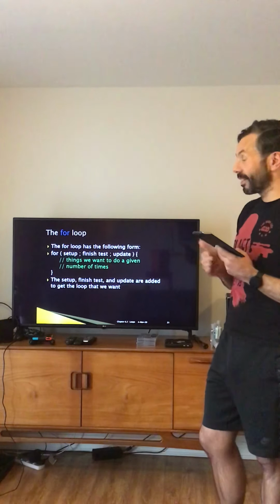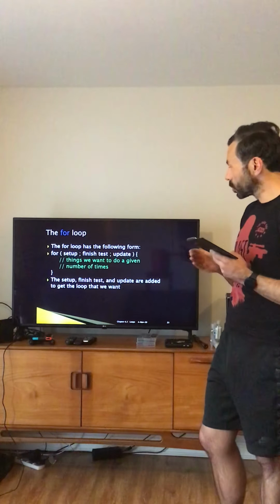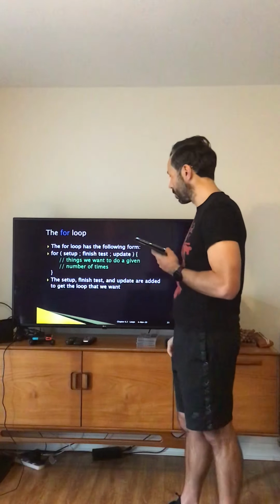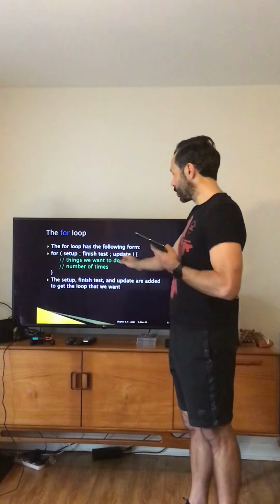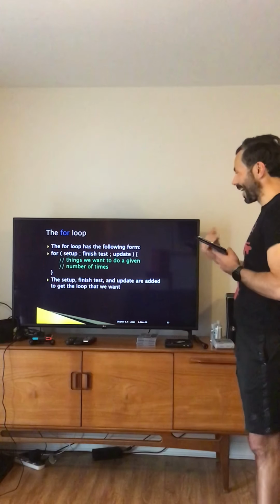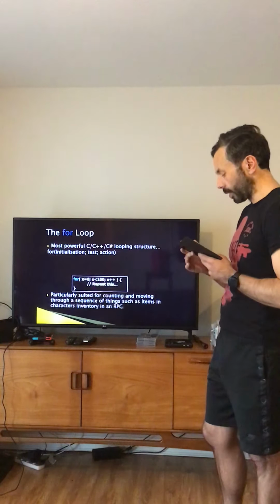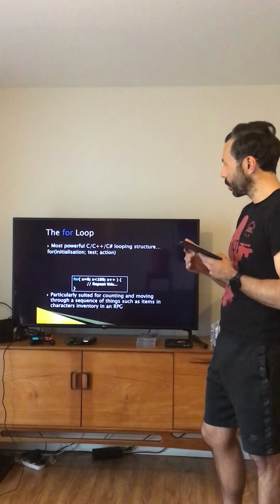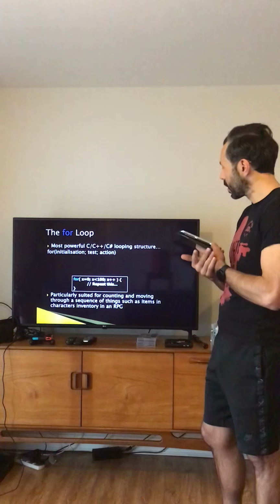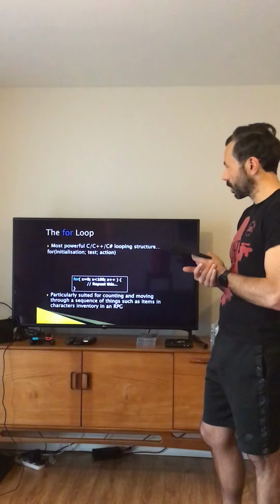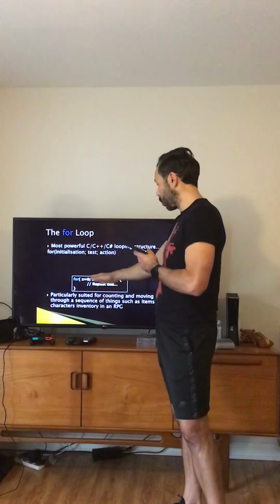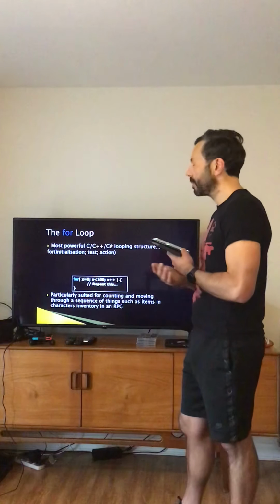The for loop, this is a very, very powerful one, has the following form. You have a setup, a finished test, and then some form of update. So it's things we want to do a given number of times, essentially. The setup, finish test, and update are added to get the loop that we want. It's the most powerful loop in C, C++, C#, Java, whatever, and it's the best looping structure. So it's for initialization, so you can actually initialize these variables within there, which is great. You can define them, awesome.